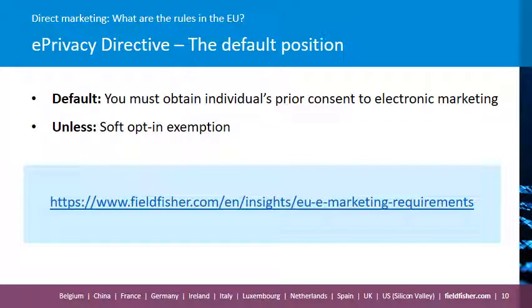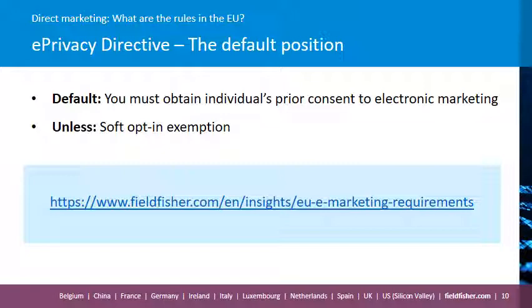Under the ePrivacy Directive, the default position is that when you are sending electronic direct marketing to individuals, you have to first obtain their consent. There is an exemption to this, known as the soft opt-in exemption, which we will explore in more detail in the following slide. This default position of prior consent only applies to business-to-consumer or B2C electronic marketing.